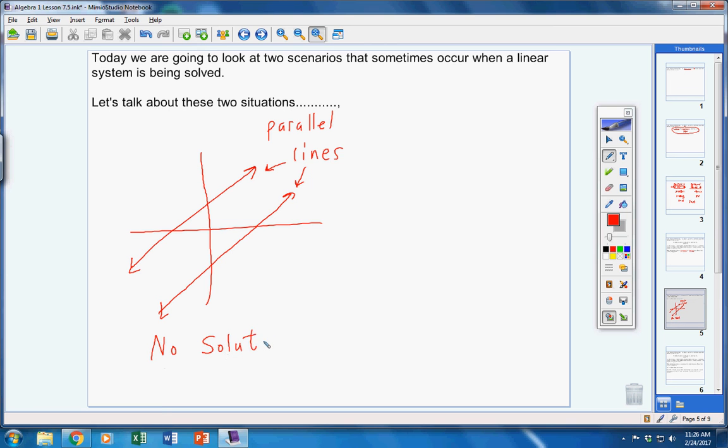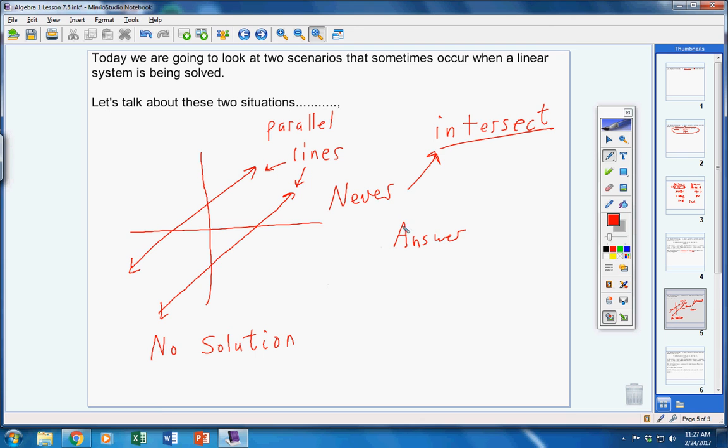Think about this for a second. The answer to a linear system is where two lines do what? I've taught you this. What do? Intersect. So if two lines never intersect, then they cannot have an answer. So the answer is no solution. Do you see what I'm saying? That can happen, okay?